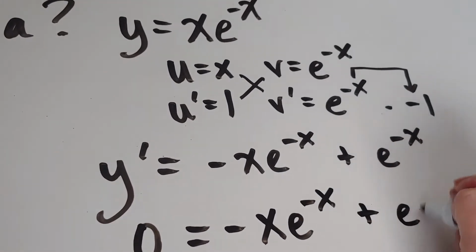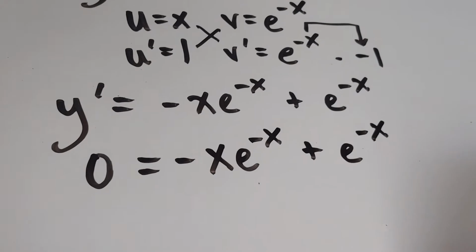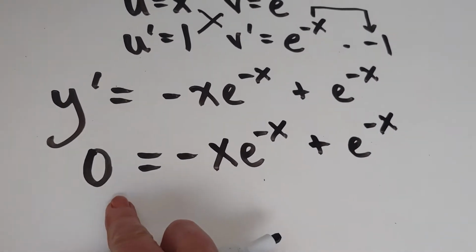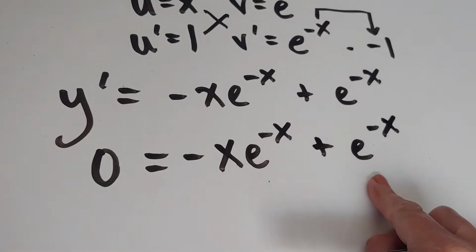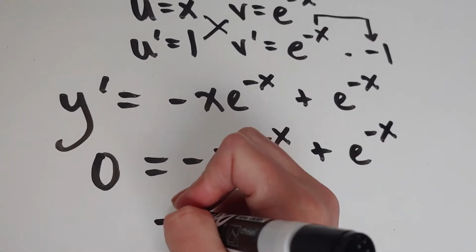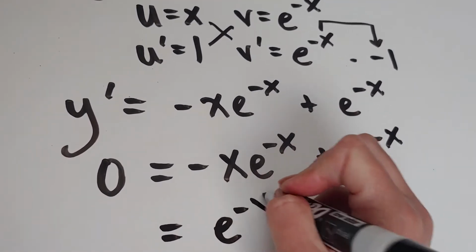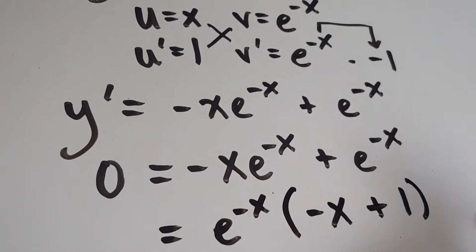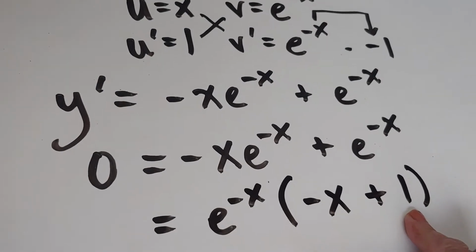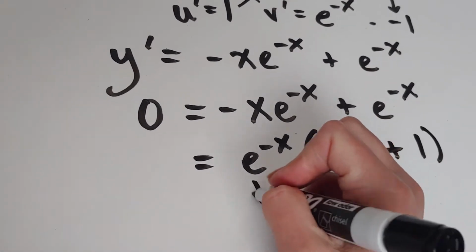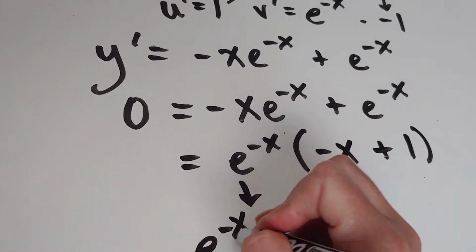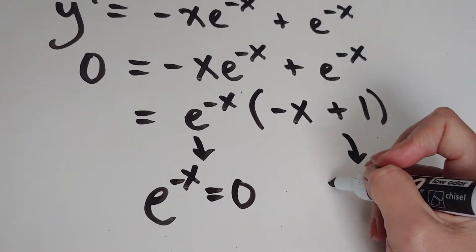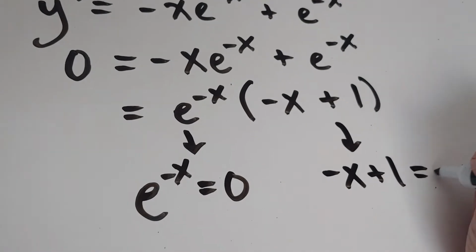All right, so this is where a lot of students are filled with dread. They're not really sure what to do. So the first thing you want to do is anytime you're setting something equal to 0 and trying to solve, always see if you can take a greatest common factor out. And in this case, I can factor out an e to the negative x, and I'd have negative x plus 1 left behind. So now it's in factored form. So now I would set each of these factors equal to 0. Okay, so e to the negative x equals 0, and negative x plus 1 equals 0.